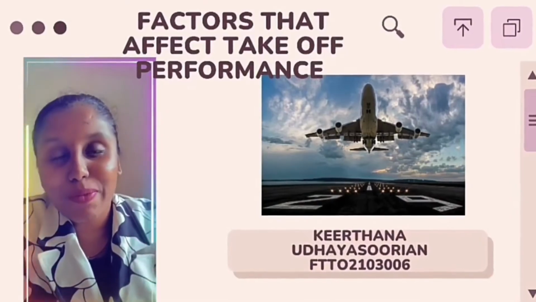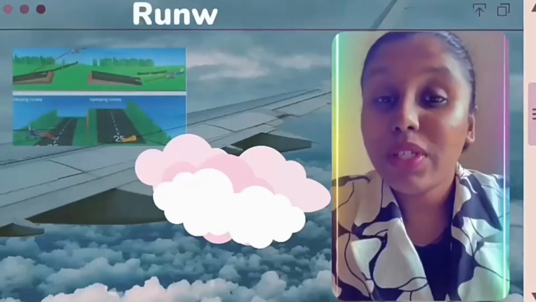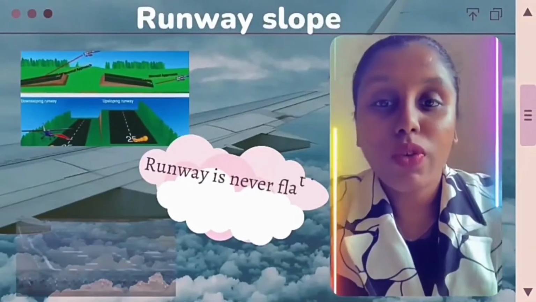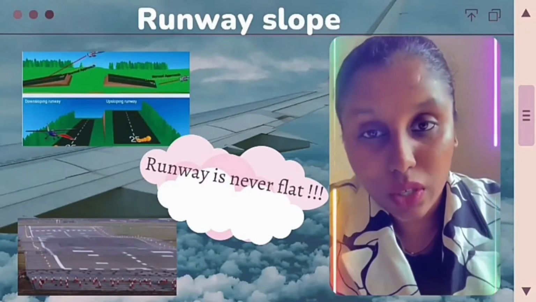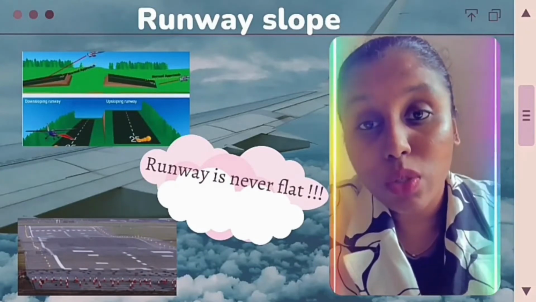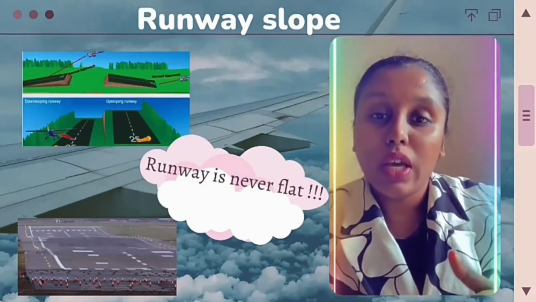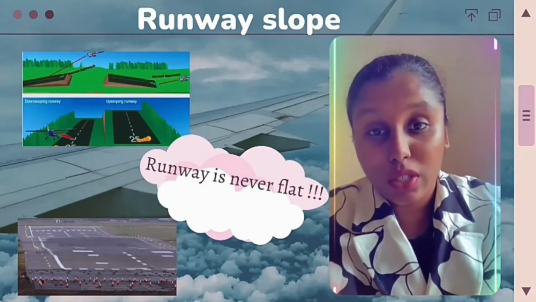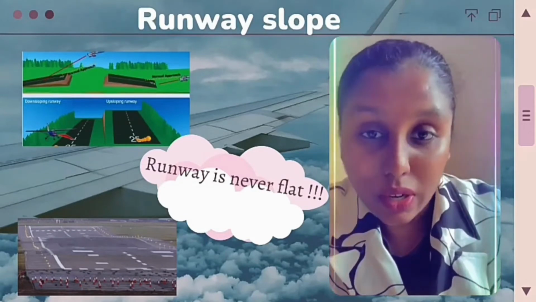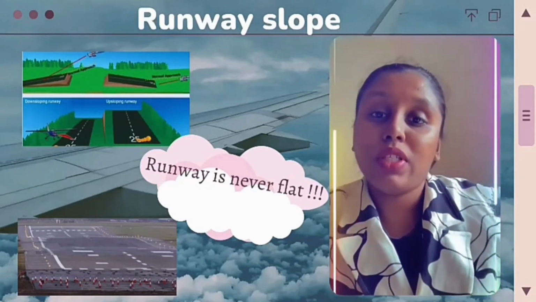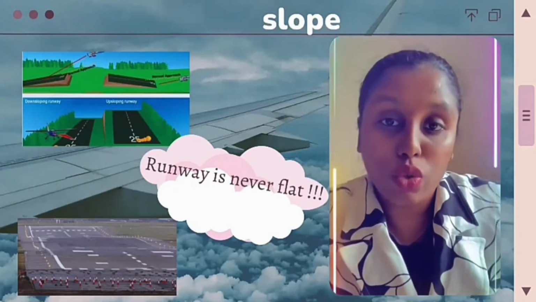Today I'm going to share some information about how runway conditions affect takeoff performance. So basically there are two things that we have to look into. First thing is runway slope. The runway slope basically affects the rate of acceleration. In the case of a downward runway slope, it will increase the rate of acceleration, which will cause the aircraft to take off in a very short distance. As for an upward runway slope, it decreases the rate of acceleration. So the aircraft will require a long distance on the runway in order to take off.